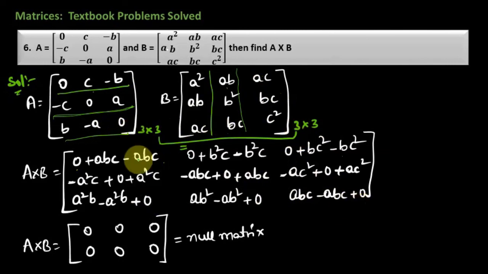So if you observe, here I have plus ABC and minus ABC which get cancelled. I'll get 0 here also. 0 plus B square C and minus B square C get cancelled, 0, and this is also 0. So everything will get cancelled and I'll get all zeros, that is nothing but a null matrix. So finally the answer of A cross B is 0 0 0 0 0 0, right?